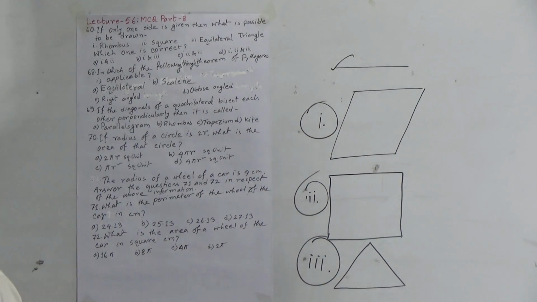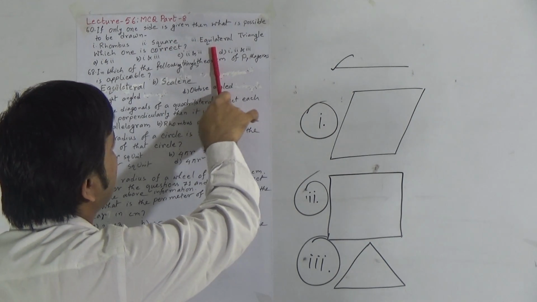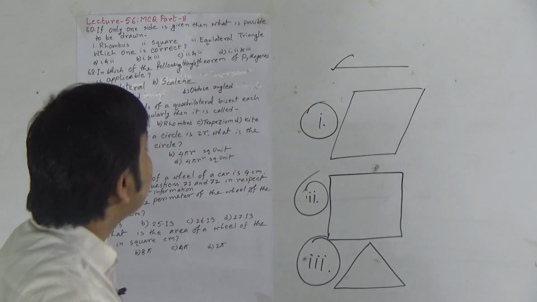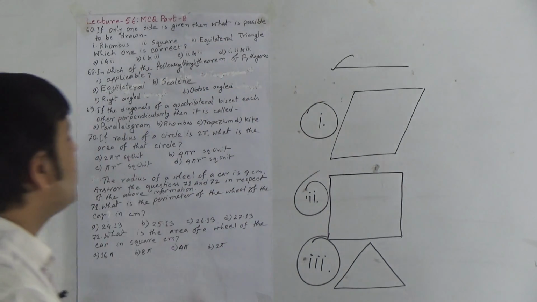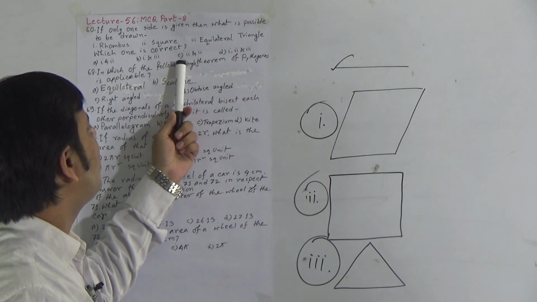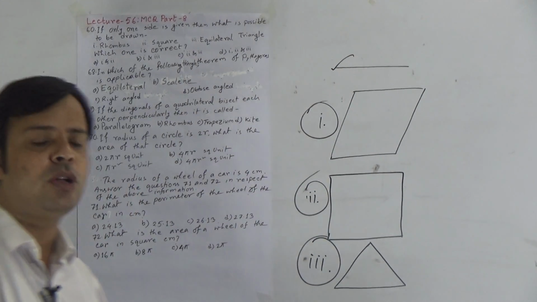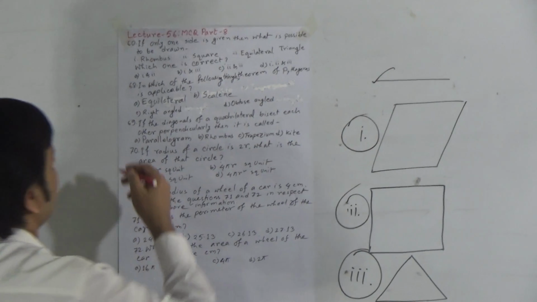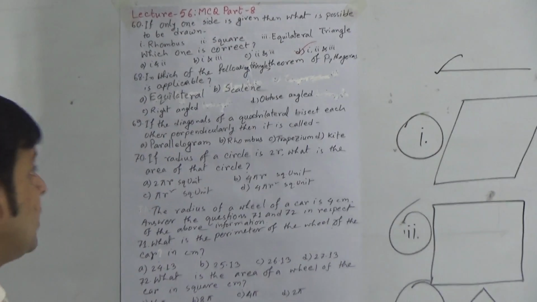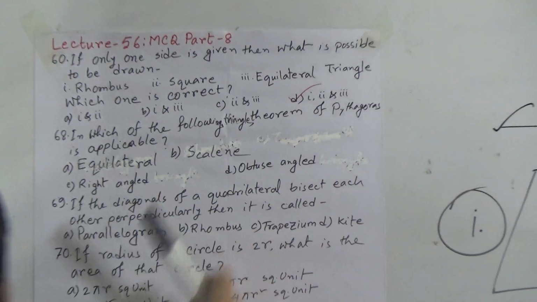Which statements are given here? First one rhombus, then second one square, and third one is equilateral triangle. It means that all of these three we can draw when only one side will be given. So option A 1 and 2, no. Option B 1 and 3, option C 2 and 3, option D 1, 2 and 3. It means that all we can draw. So our correct answer, which one is correct? So answer D will be correct. We can draw all these three figures using only one side.